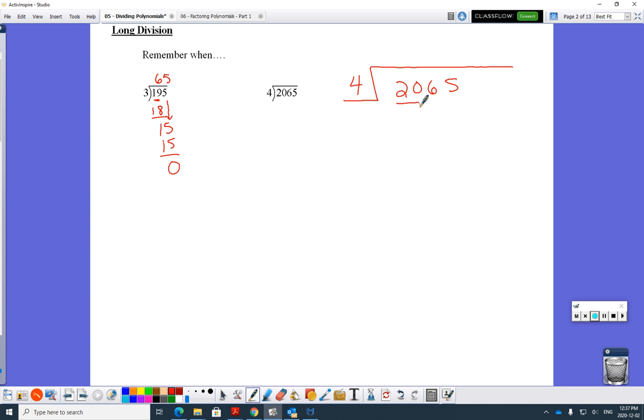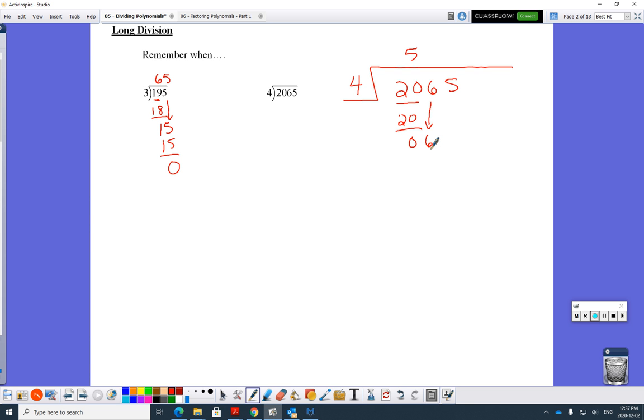We want to take away as much of this 20 as we can if this procedure is going to work properly. So you count by fours in your head or whatever you do to figure out how many times 4 goes into 20. Hopefully your multiplication tables are good enough that you go, okay, I know what it is. It's 5. 4 times 5 is 20, and you subtract and you get a 0. Then you bring down the next number, in this case the 6. You could bring down more numbers if you wanted. It's your choice how many you bring down, but usually it's one number that you bring down.